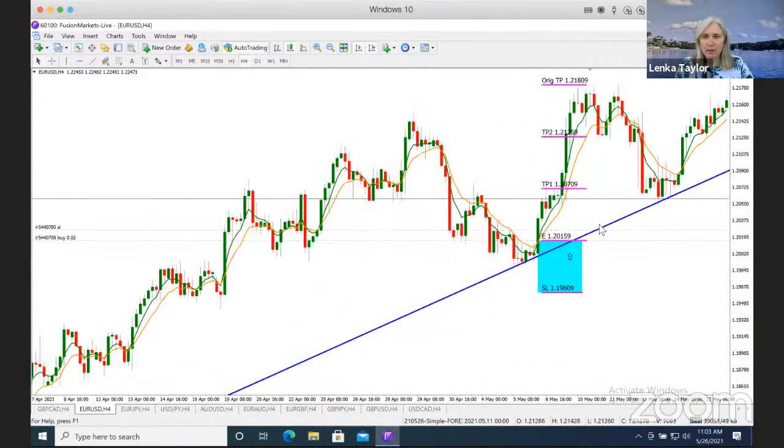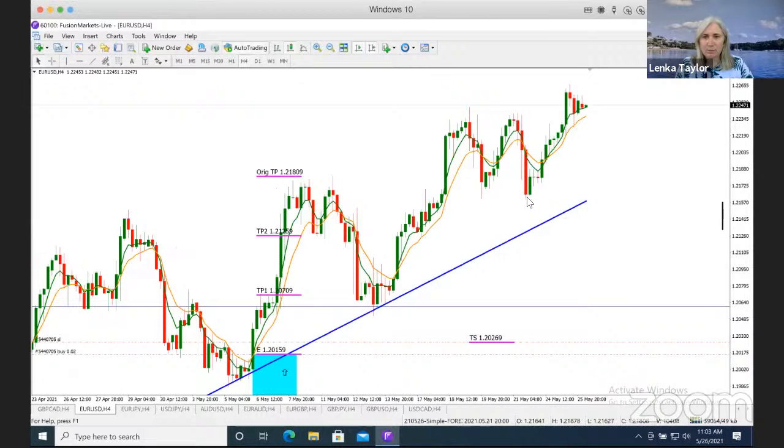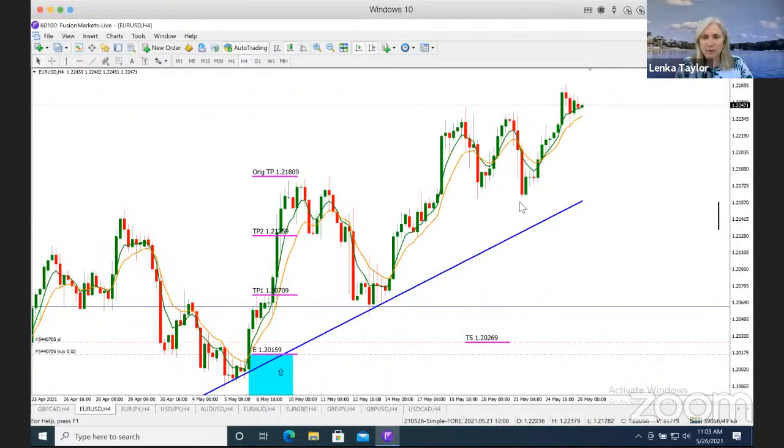What I'm going to do now is, since it's moved up, I'm going to move the trailing stop a bit further up. So the last couple of dips were around this area. So I'm going to move the trailing stop to around that TP2 level.